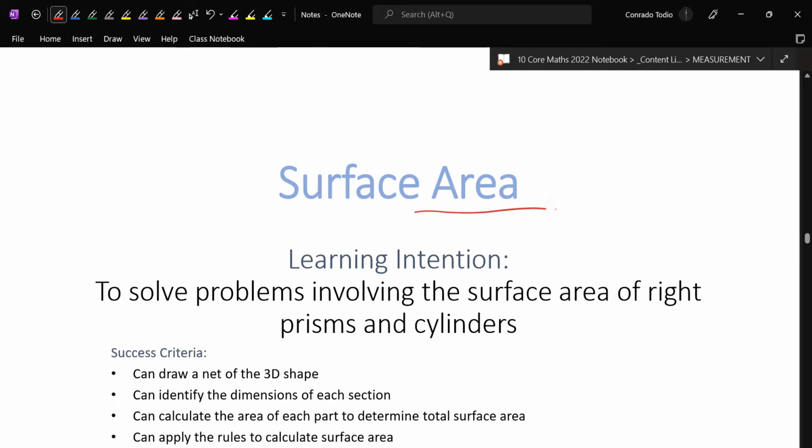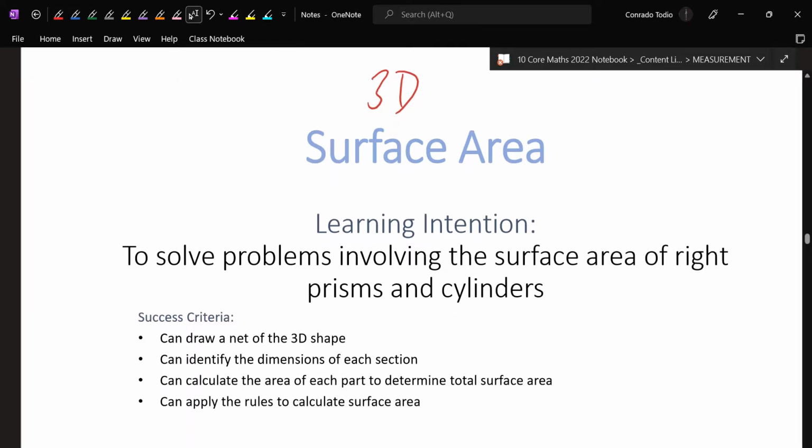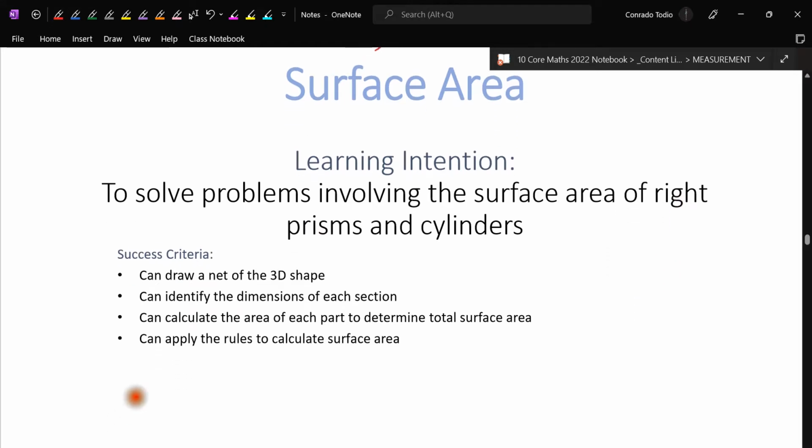So this is now working with 3D shapes. So 3D, that's 3D surface area. When you're working with a three-dimensional shape, what we're trying to do here is find the area of the outside of it. And when it says here area of right prisms and cylinders, it just basically means simple shapes like a cylinder, a cube, a rectangular prism, a triangular prism, a pyramid. Those are all right prisms.